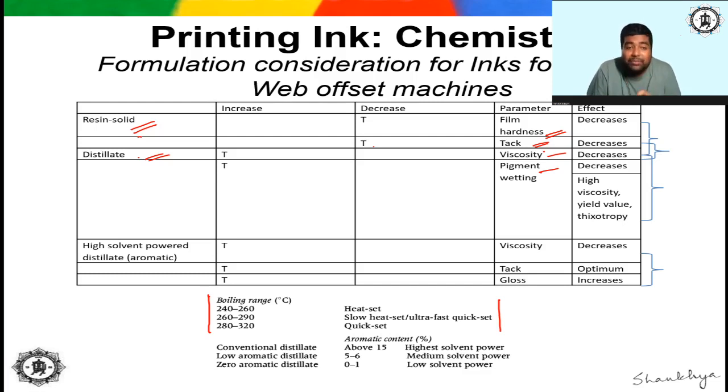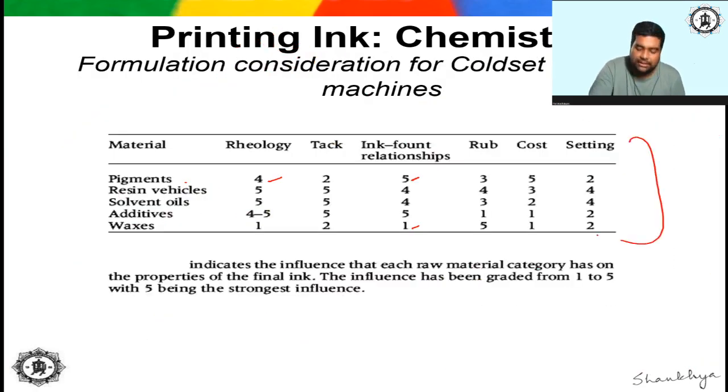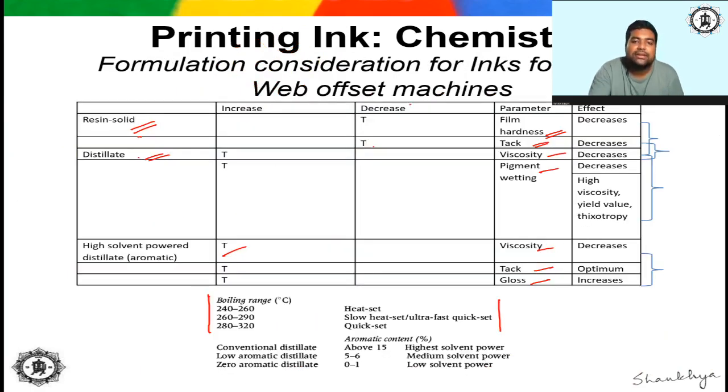But can you tell me why it becomes very difficult for us to ensure good pigment wetting when we are increasing the distillate quantity? Think about this for a minute. Okay, next, this high solvent power distillate, aromatic type solvent or distillate, this increases, viscosity decreases, tack becomes optimum, and gloss increases. Okay, so this is the effect basically. So this is somewhat similar to this earlier slide I showed you for your cold setting. The same thing can be obtained for heatset machines actually, or heatset inks for that matter.